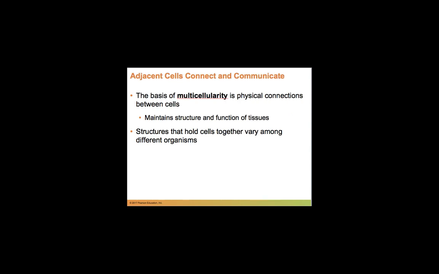So if a tissue is composed of multiple cells, we have to have a way to link these cells together. The basis of multicellularity is due to physical connections between the cells. It's going to help maintain structure and functions of tissues, right? A tissue is composed of multiple cells. In order to form a tissue, we have to link these individual cells together. The different structures that hold these cells together are going to differ between organisms.